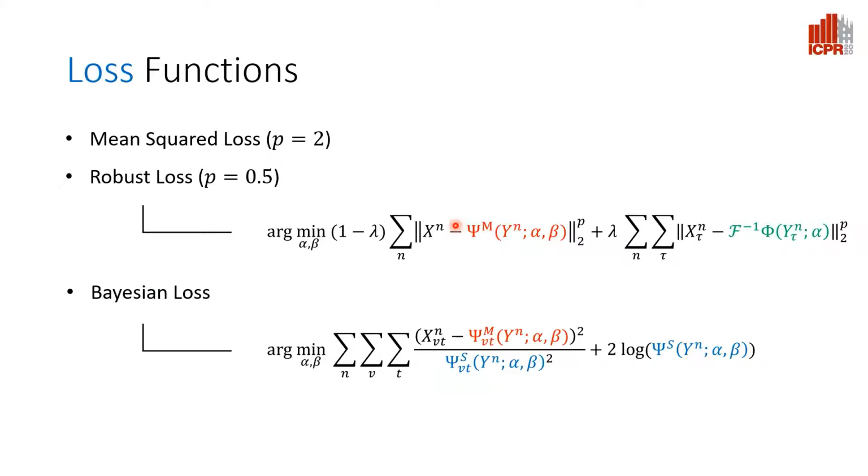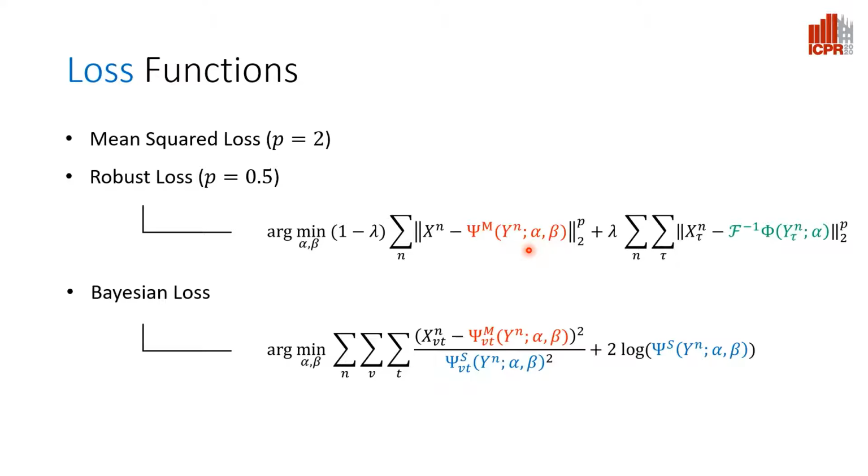We experimented with several variations that use three different kinds of loss functions. First is simply the mean square loss. Second is what we call the robust loss, where instead of using the usual p equal to 2 in this equation, we use p equal to 0.5 for example, which comes naturally when you assume generalized Gaussian distribution on the output error instead of Gaussian distribution that mean square error assumes.